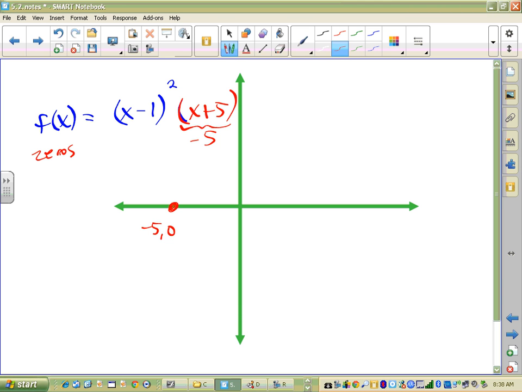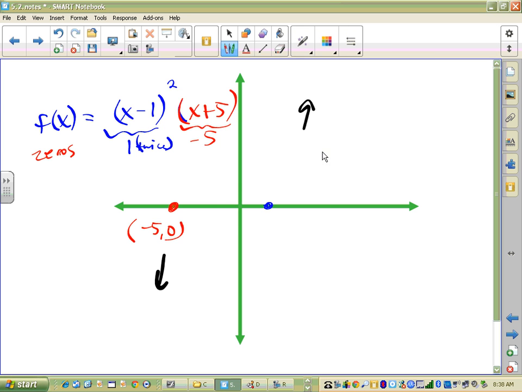Negative 5, 0, okay? Everybody follow me? Because of this other factor, what's another 0? 1, and it happens twice. Its multiplicity is 2. Everybody see that? Watch what happens on the graph with this. The end behavior is going to be down, up, okay? I want you to watch what happens at the graph right here.